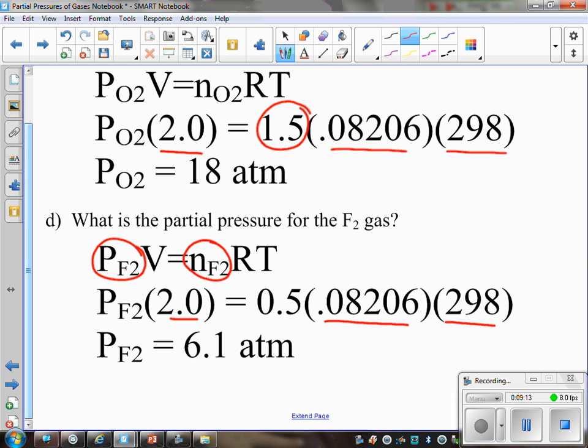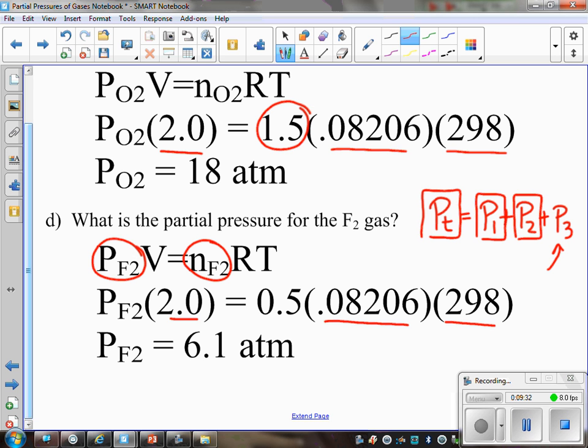Now some of you, when you were doing this last problem, may have said, well, how about I just use PT equals P1 plus P2 plus P3, because you had already calculated total pressure, you knew the pressure of the first gas and the pressure of the second gas, and you could have solved for the pressure of the third. That's okay to do. It's a completely viable last step, and if you did that, that's fine. You would get a slightly different answer because of sig figs, but I'm okay with that.